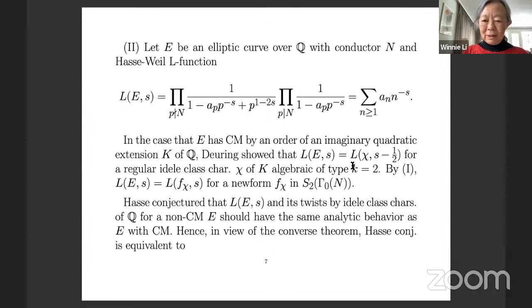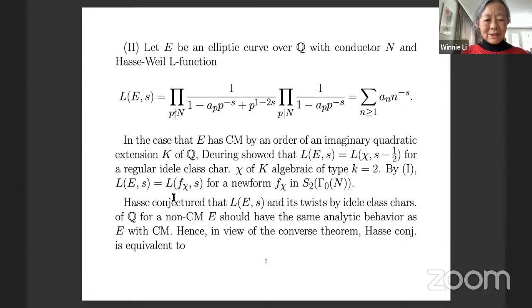And as we discussed in part 1, to such a chi we have an associated modular form. Which means that for this elliptic curve E with CM, there is a modular form with CM whose L function agrees with the Hasse-Weil L function of the elliptic curve.